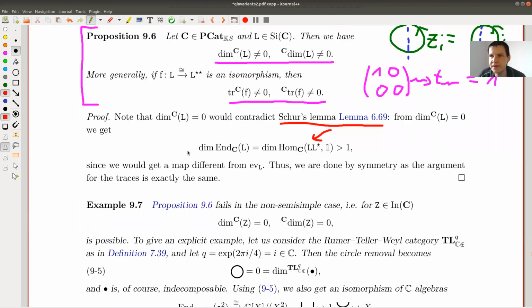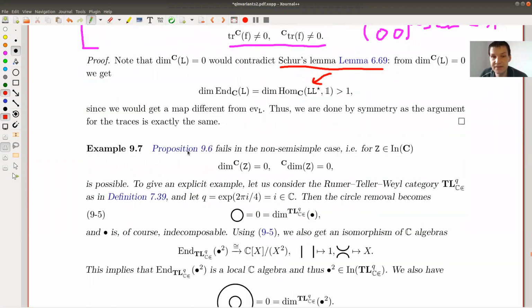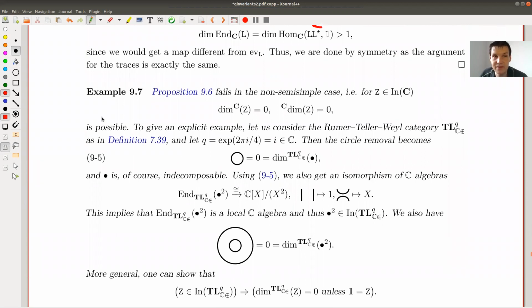The proof is not very exciting. It's actually pretty easy if you write it down. The statement is really good: dimensions in semi-simple categories never vanish. And the example here, which is extremely explicit, you should keep in mind that this is absolutely wrong in non-semi-simple categories.